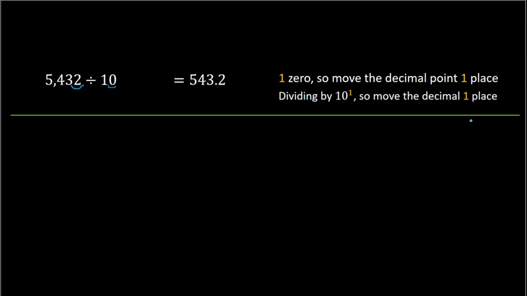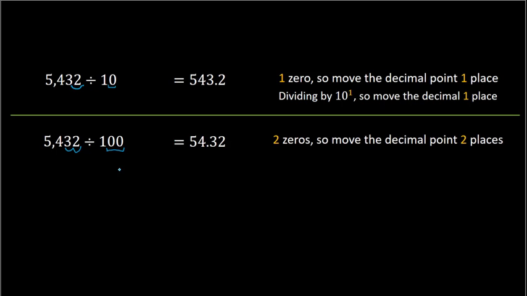Okay, now what if you divide by a different number? What if we divide by 100? Same logic. We see that there are 2 zeros after the 1, so we need to move the decimal point 2 places to the left, from here over 1, 2, to get 54.32. Or we can think of this as 100 being 10 squared. Because the exponent is 2, the decimal point moves 2 places.